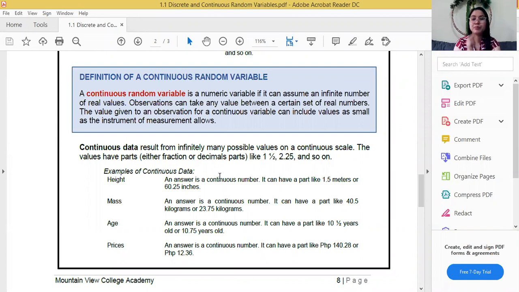For example, number of hospitals. Can the answer be 1/2? No. So it is discrete. Another one, allowance. Can it take a fraction part? Can it be 1/2 or 0.50? Yes. So allowance is a continuous data or a continuous random variable.